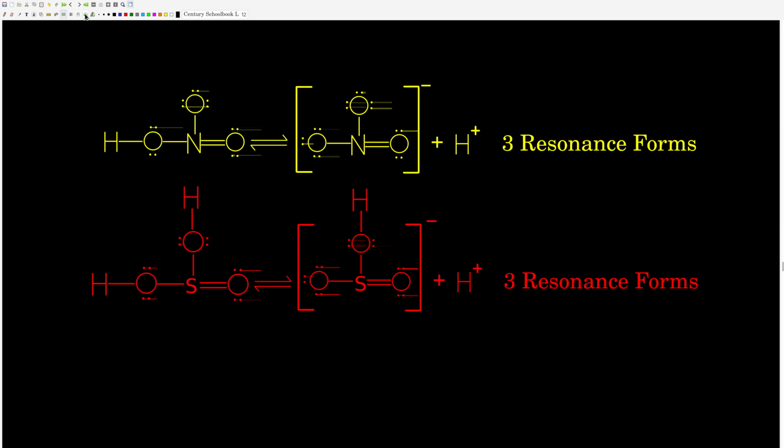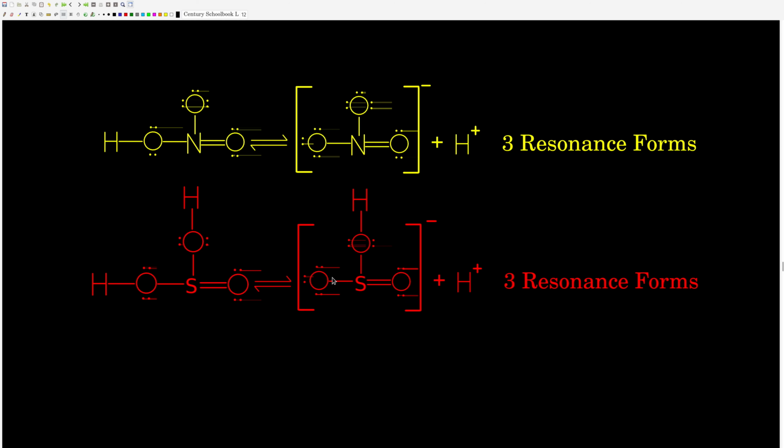Now let's look at the central atom. So comparing nitric acid to sulfurous acid, HNO3 to H2SO3. When we remove this acidic proton from nitric acid, as we saw, we have nitrate, 3 resonance forms. When we remove this proton from sulfurous acid, we have hydrogen sulfate, 3 resonance forms also.